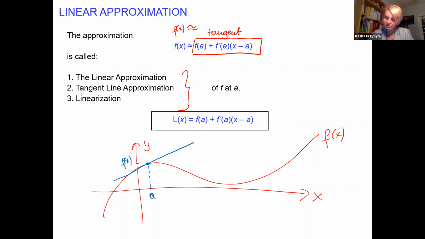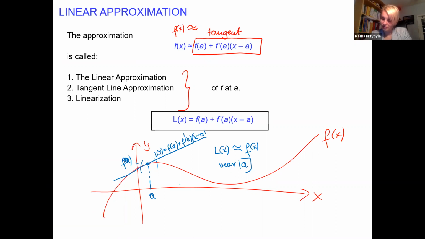Because we can see that really close to the point a, there is no difference between f of a and the tangent line. Of course, I will not use this approximation far away. The equation is f of a plus f prime at a times x minus a. So I can say that L of x is the same as f of x, but near a. Only really close to a can I use the approximation.